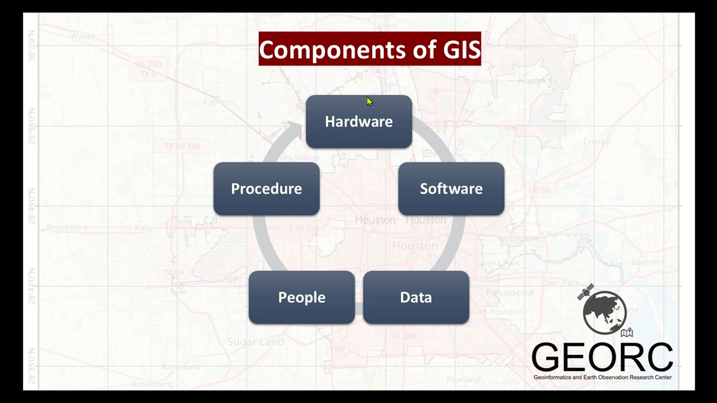The first component is hardware, which includes the computers, servers, and storage devices that allow us to process and store geographic data. For example, I am using my laptop to record this session, so I can consider my laptop as hardware. While I am using this device to analyze or record my GIS datasets, it can be considered a component of GIS, which is hardware.